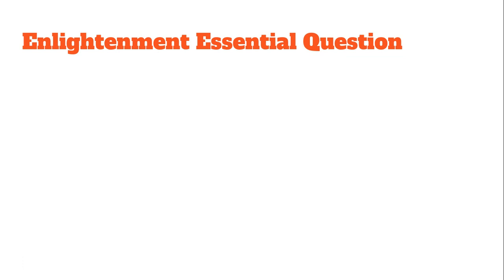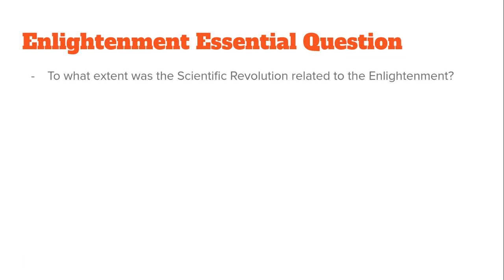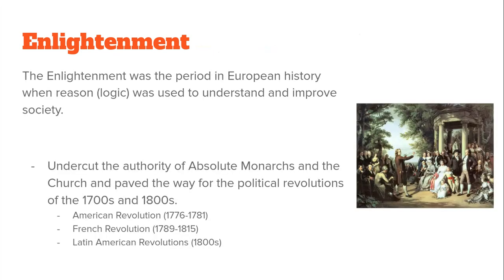So I only have one major essential question for you here, and that is, to what extent was the scientific revolution related to the Enlightenment? I want to understand how the scientific revolution influenced the Enlightenment, some of the similarities and differences between the two movements, and the impact that the two movements had on global history. And I think we'll see the impacts to be far-reaching. All right, so let's get into the Enlightenment here.